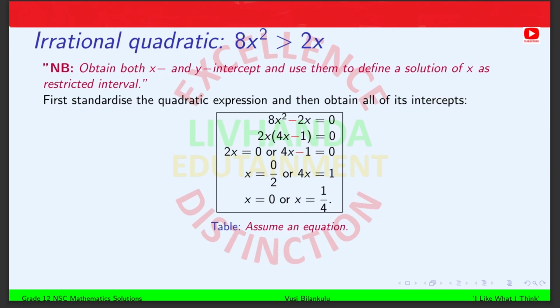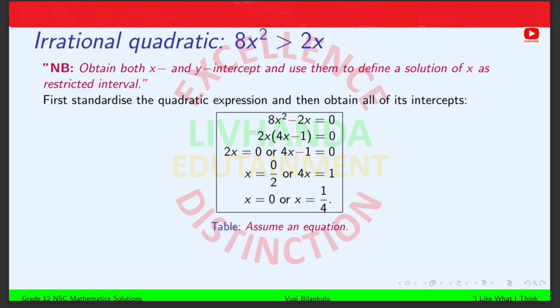Suppose a quadratic inequality is given by the expression 8x squared greater than 2x. To solve for x, it is necessary to obtain both y and x intercepts. For the x-intercept, assume equality and use a standard approach to a quadratic equation. The standard equation is given by 8x squared minus 2x equals 0.